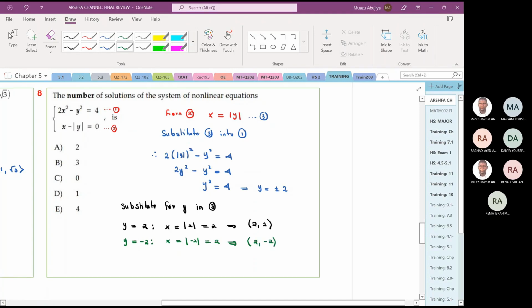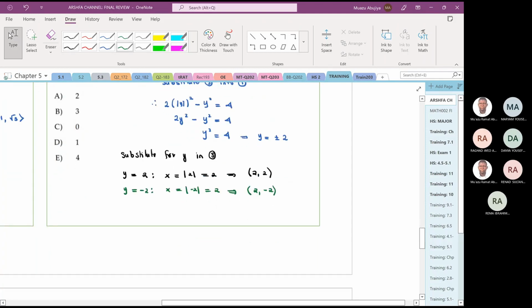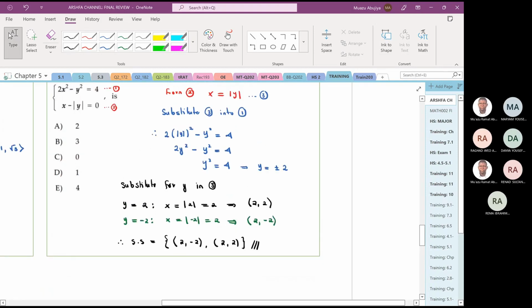So if you look at it very carefully, we see that we have 2 solutions. If I want to write the solution set, we say therefore, the solution set will be equal to the set of ordered pairs (2, 2) and (2, -2). So here you can see that we have 2 solutions. So care must be taken. You cannot say that because we have 4 values, we have 4 solutions. That will be wrong. We have only 2 solutions. Questions, please.